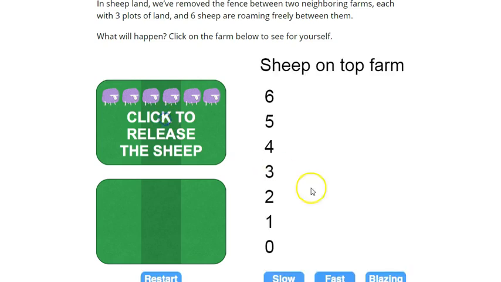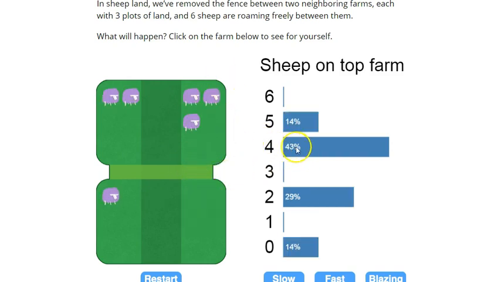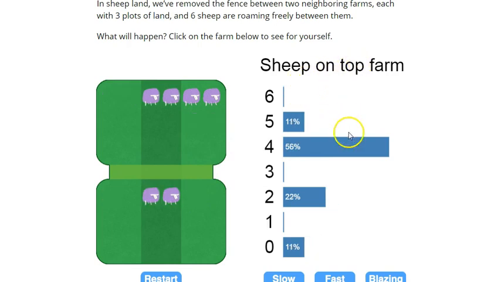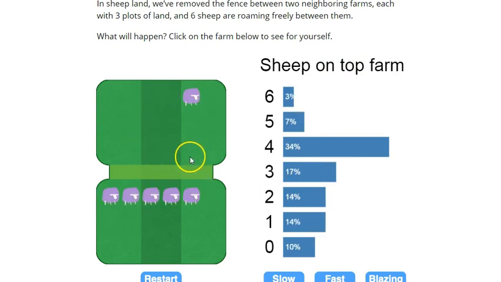Let's go ahead and release the sheep. So here we have, initially, they're just moving around randomly. We have often 4 in the top field, but once we speed this up and we get more samples, you'd want to have a lot of samples.